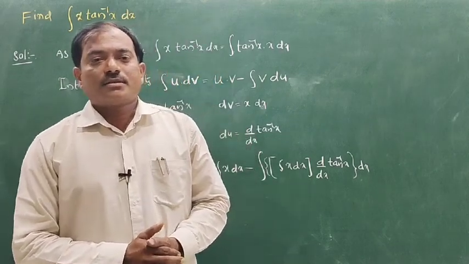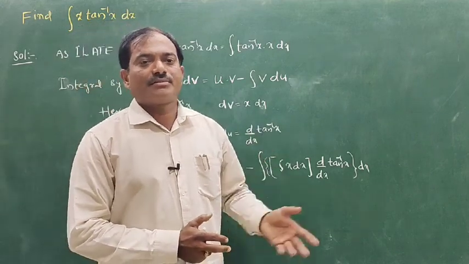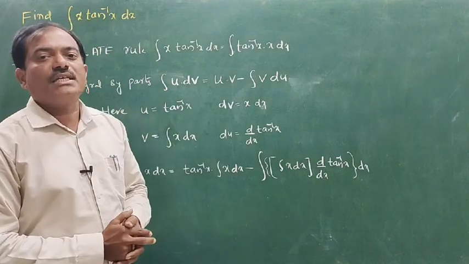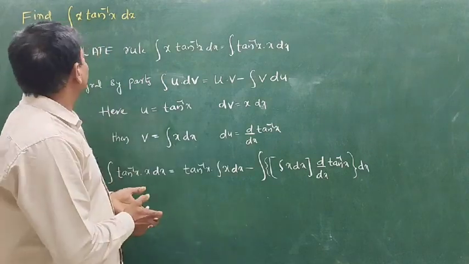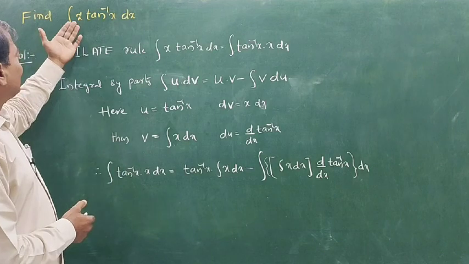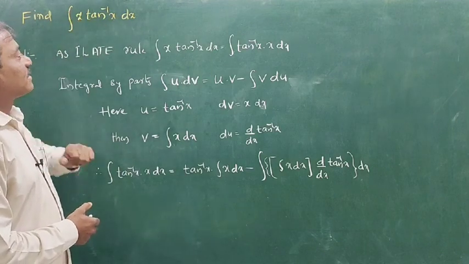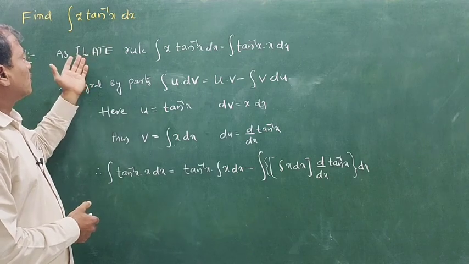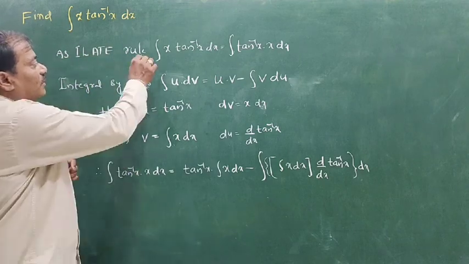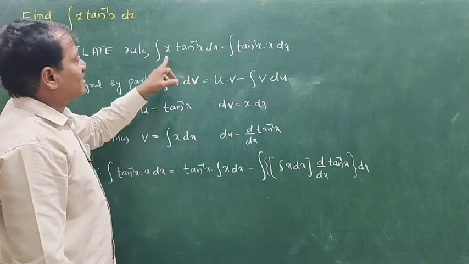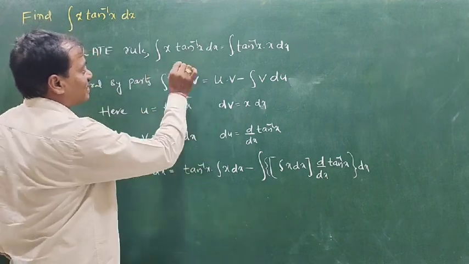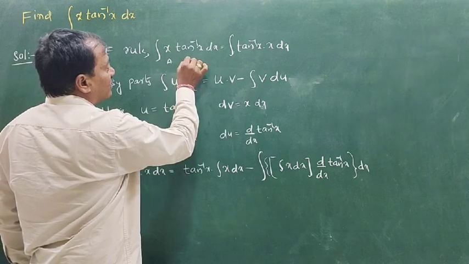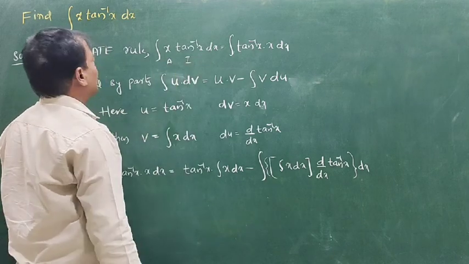Today we discuss some of the problems based on the last class. Here we have to find this integral value by using integration by parts. The given problem is: find the integral of x tan inverse of x dx. As per the ILATE rule, in the integral of x tan inverse of x dx, x is an algebraic function and this is an inverse trigonometric function.